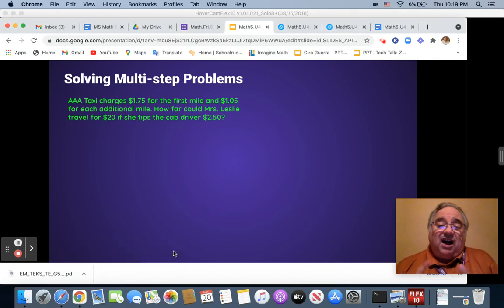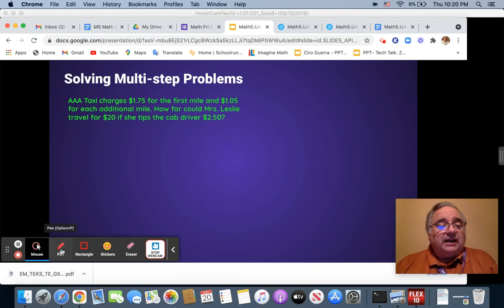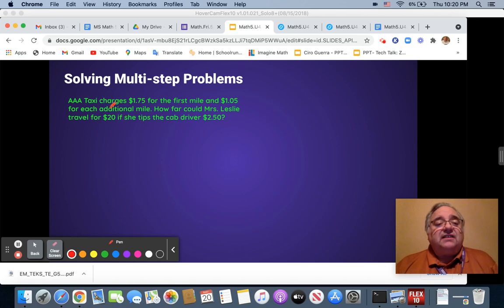So if I add my rubies, I've already read the problem to you, and you should have already read it too, so we can scratch out the rubies portion. The next thing I'm going to be looking at is the pin, and here on the pin, I'm going to go ahead and underline the things that I think are very important. It's $1.75 for the first mile, $1.05 for each additional mile, and then how far can I travel? How far travel for $20, and then tips cab driver $2.50. Those are important things to me. I just did the underline.